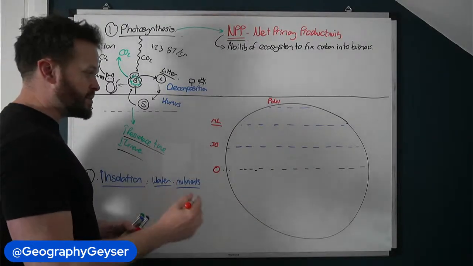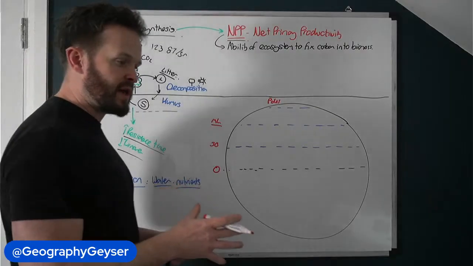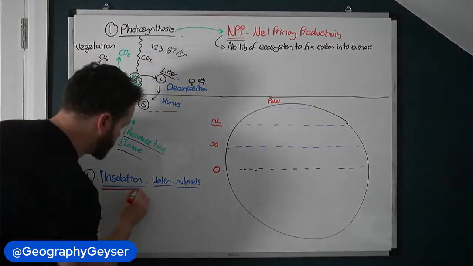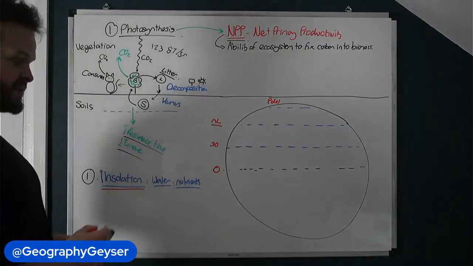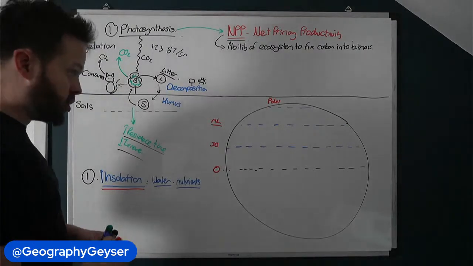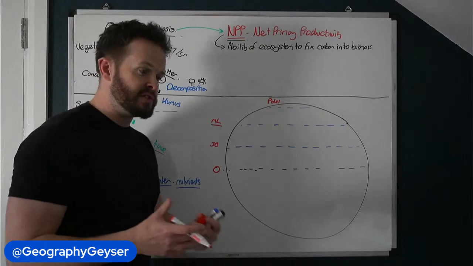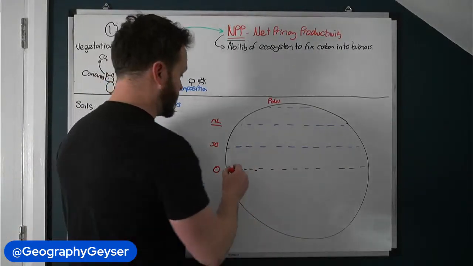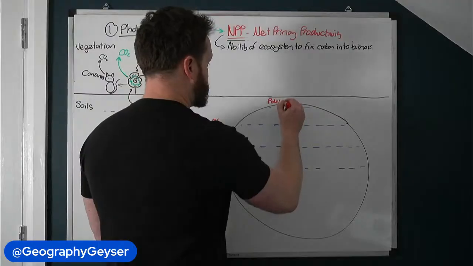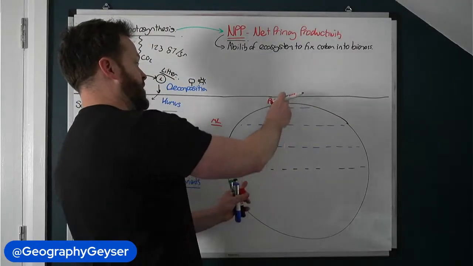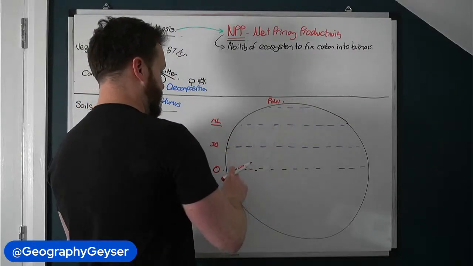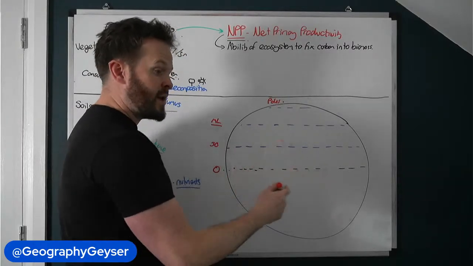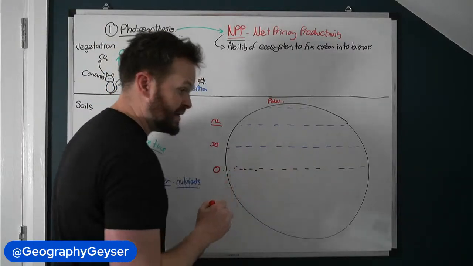So in that respect, we think, right, why would there be differences in the rates of photosynthesis? Let's first look at differences in insolation. Well, the strongest differences, or the most apparent differences in insolation, are between 0 degrees latitude and the poles. So we have variations here because there's low insolation here, high insolation here, therefore net primary productivity is higher here.